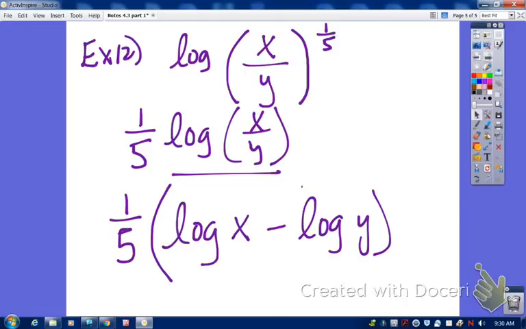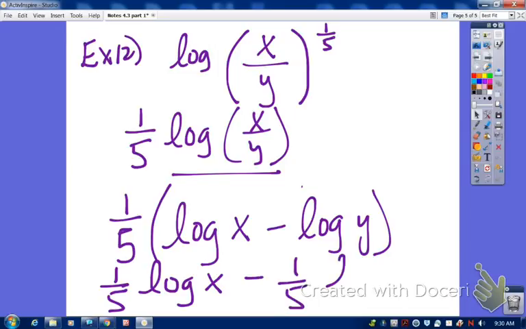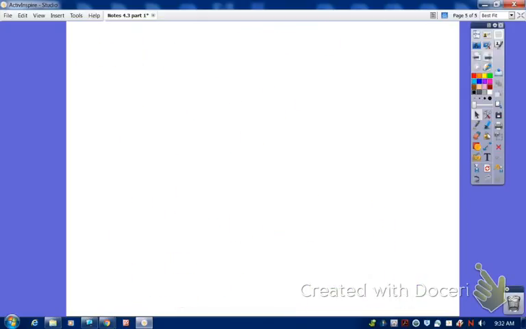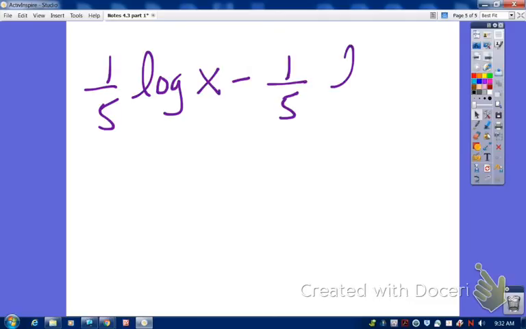You're subtracting because you're dividing. And then the last thing that you're going to do is you're going to multiply each log by 1/5. So you're going to have 1/5 log of x minus 1/5 log of y. Oops, sorry, mashed the wrong button. Sorry, let me go back. Help me out. 1/5 log of x minus 1/5 log of y.